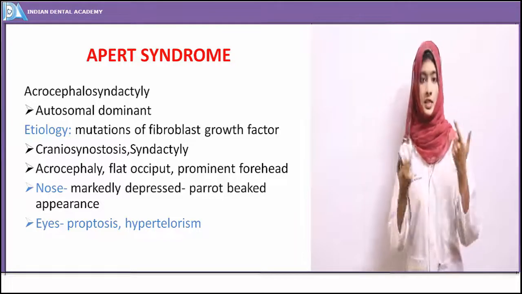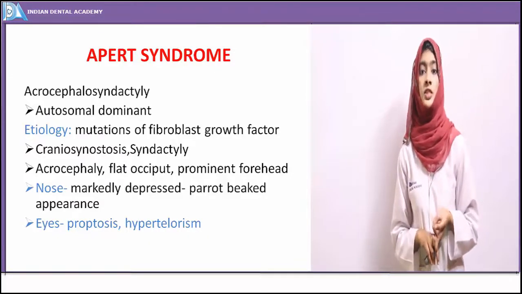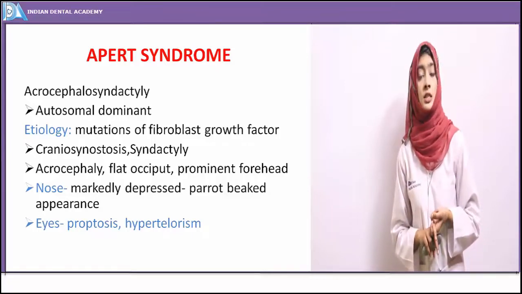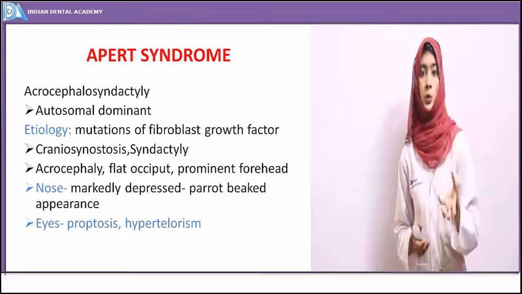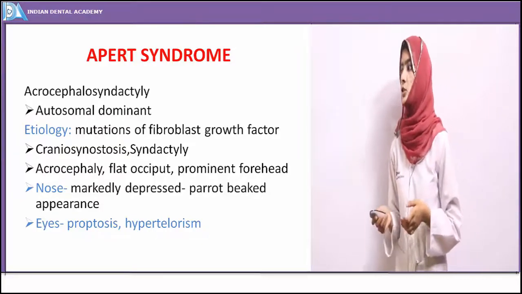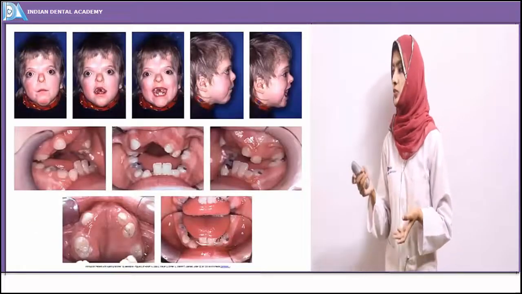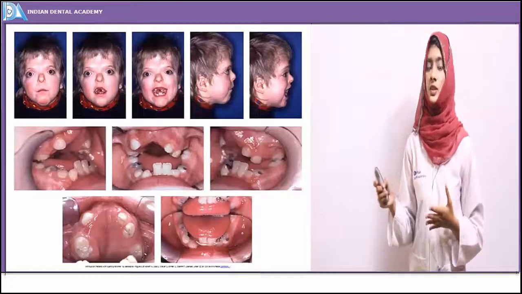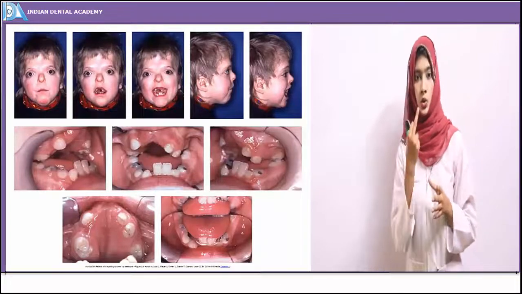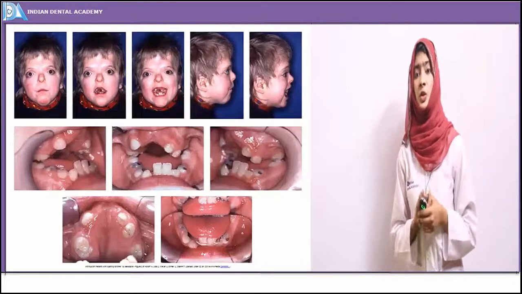When coming to the eyes, the distance between the two eyes is increased, as in Crouzon's syndrome. There also we can see hypertelorism, and the eyes appear to be protruding out. That is, proptosis or exophthalmos-like condition is seen in Apert syndrome. The skeletal manifestation is syndactyly. If you see the clinical picture of the child here, you can see that the eyes are widely separated. The external nares are a little wide, and there is depression of the nose.